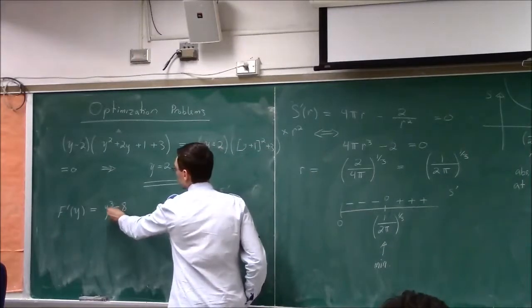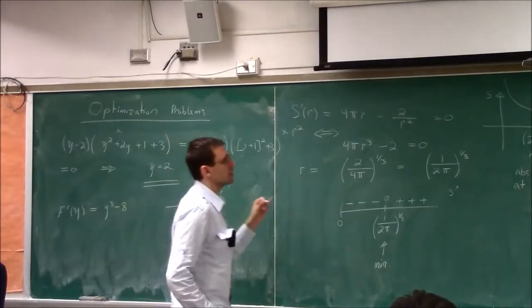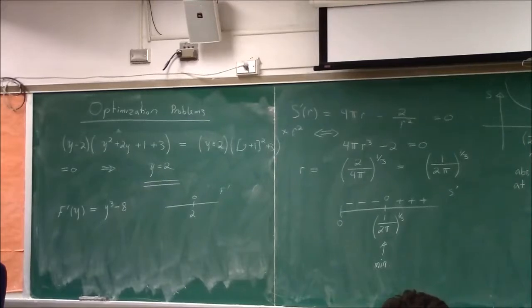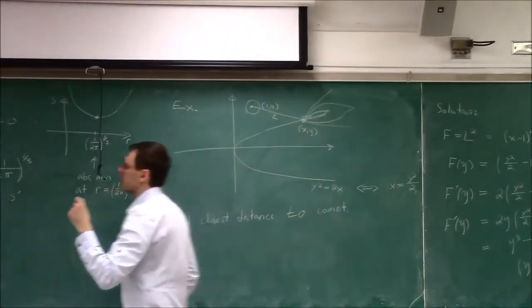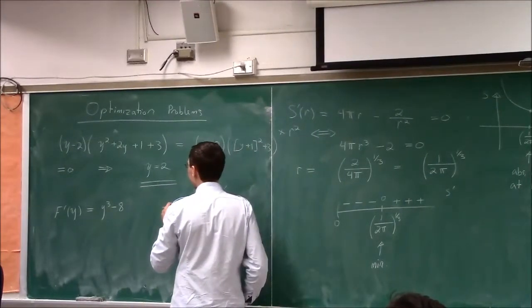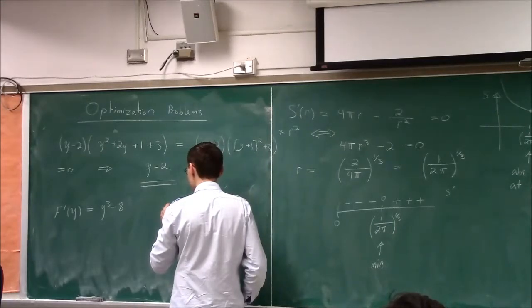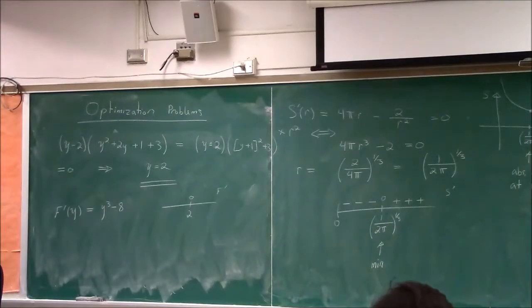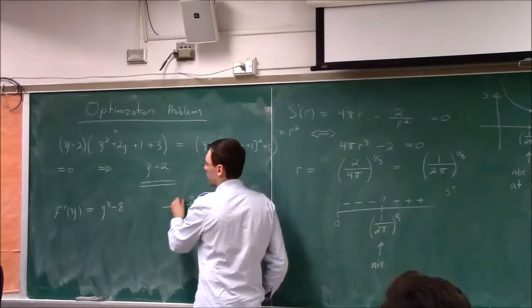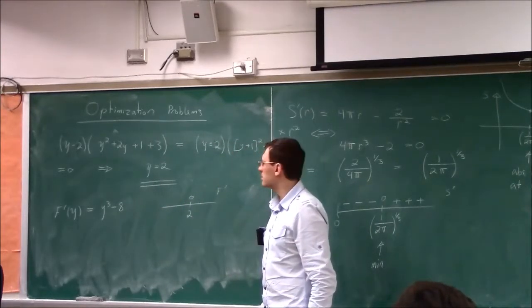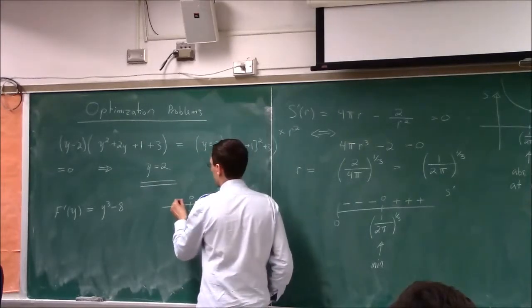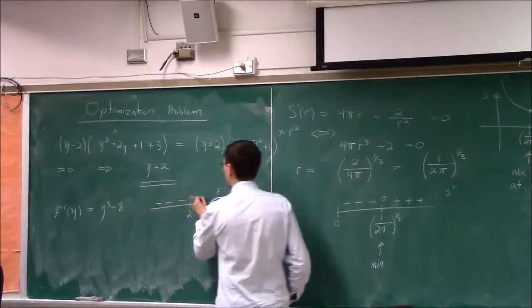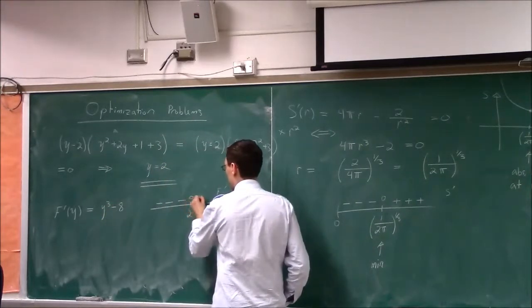Now if I select a value below 2, so if I select y smaller than 2, what can you say about the derivative? It's smaller than 0, it's negative. Wonderful. So the derivative is negative. After 2, we just plug in a value bigger than 2 here, so it's going to be positive.